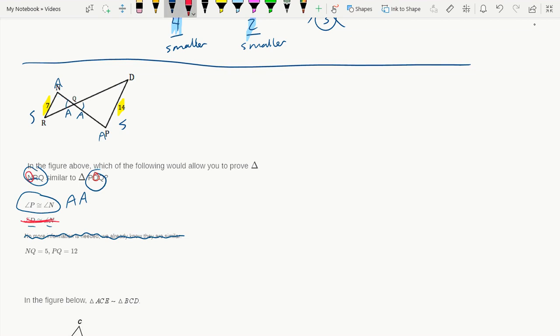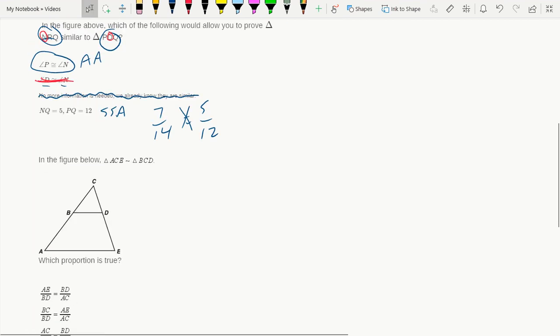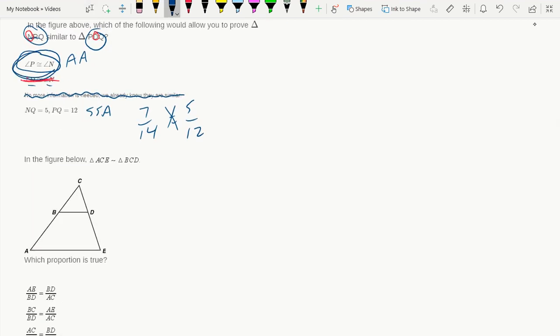Now I've already got the answer, but let's take a look at the last one. NQ equals 5, so that would be 5 here. PQ equals 12. That would be fine. If they were proportional, we would still end up with side-side angle, and that's the donkey rule, and that doesn't work. Additionally, we would have 7 over 14 equals 5 over 12, and that just doesn't work. If you put them in your calculator, those are not equivalent to each other. So we don't like that. Here's our answer: angle P and angle N.